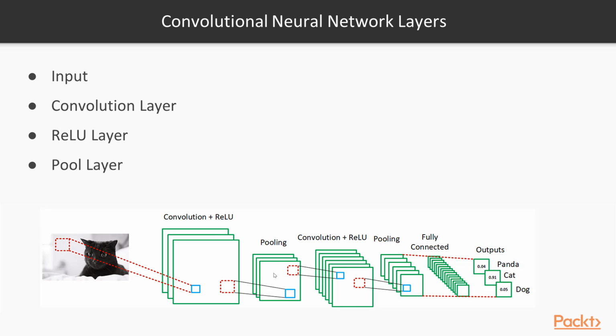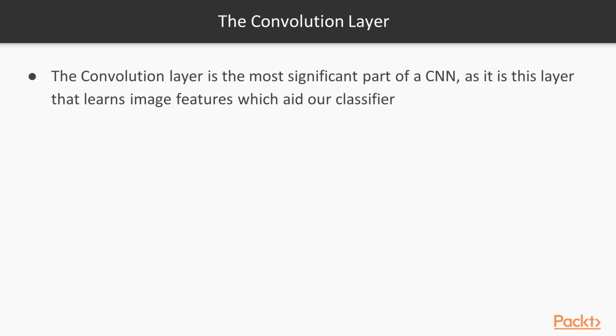We have our pooling layer, which downsamples the image. We can have another convolutional layer with ReLU, and pooling again. Then we have something called a fully connected or dense layer that leads to our outputs, which are basically probability scores of what the object is in this image. In this case, we can see it's not so much a panda or a dog, but definitely a cat, which it is. So let's talk about the convolutional layer, which is the most significant part of the CNN.